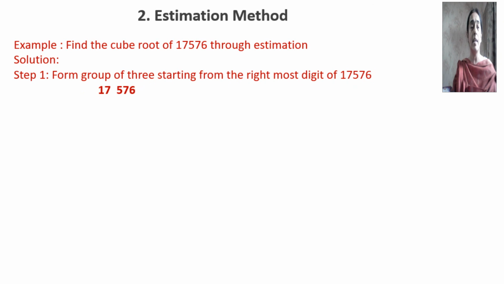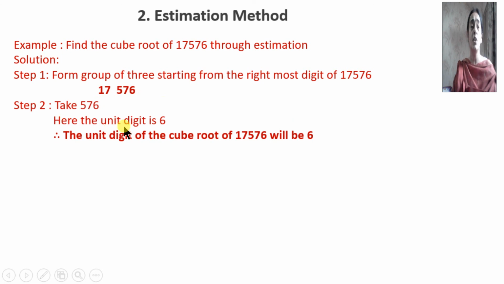Now my second step. In the second step, I will take the group 576 and observe its unit digit. Is it clear? First, I will divide it into 2 groups, starting from the rightmost digit. One group will be 5, 7, 6 and the other group will be 1 and 7. In my second step, I will take the second group 5, 7, 6 and observe its unit digit. Here the unit digit is 6.